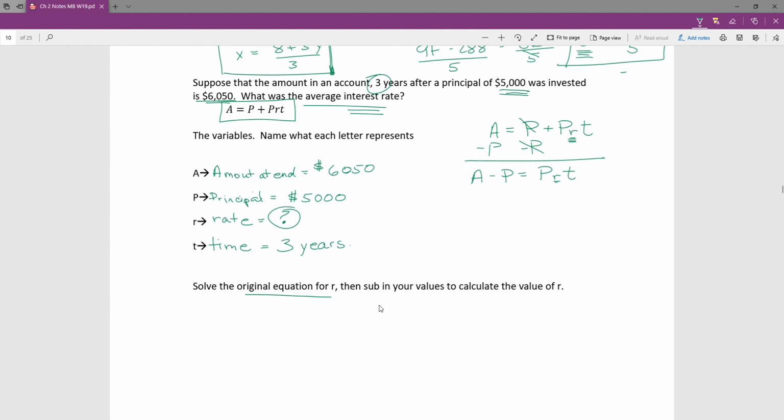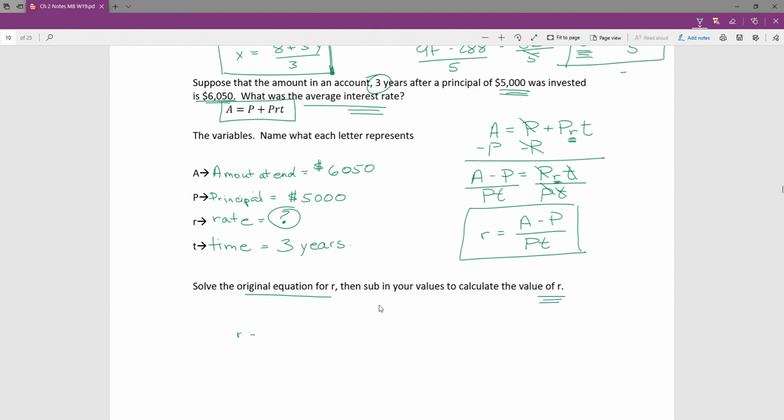Anyway, that's more of a tree planting thing than an interest rate thing. So again, I'm trying to get R by itself. Now, I have both P and T being multiplied by R. So if I want to get rid of them, I could just divide by both of them at the same time. So this would, for all intents and purposes, rearrange the equation so that R equals A minus P all over PT. So now that I have an equation that's all organized for what I'm looking for, I could sub my values in to solve for the value of R here.